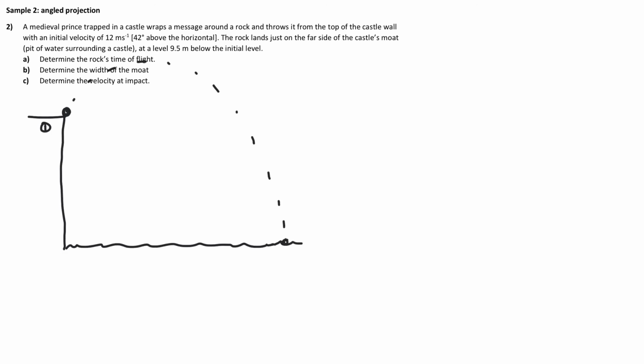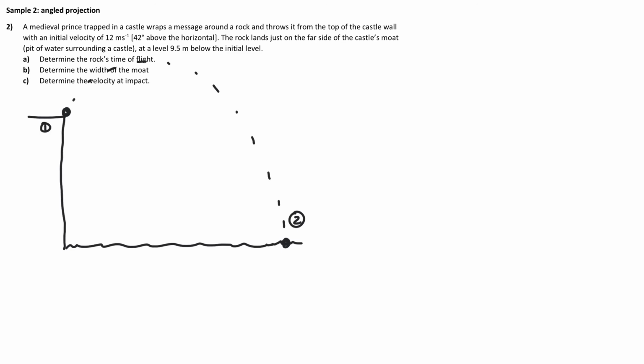So we've got a castle wall. Let's say this is it. And let's say we've got the moat. And let's say that the rock was launched from here. This is stage 1. And it's going to travel, and it's going to come here. And we're going to call this stage 2, or event 1 and event 2.